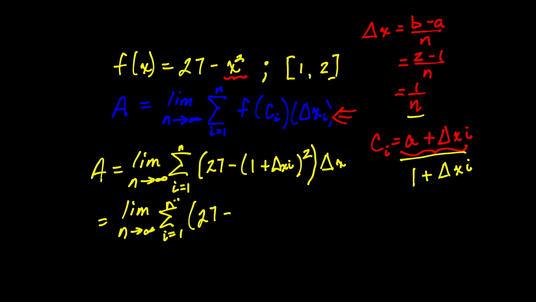27 minus this piece here. This is a binomial times a binomial. So it needs to be FOILed. It's 1 plus delta x i times 1 plus delta x i. So first times first, that ends up giving me 1, because 1 times 1. Then I'd have outers and inners would be 2 delta x times i. And last times last becomes delta x times i squared. And that whole thing again gets multiplied by delta x.